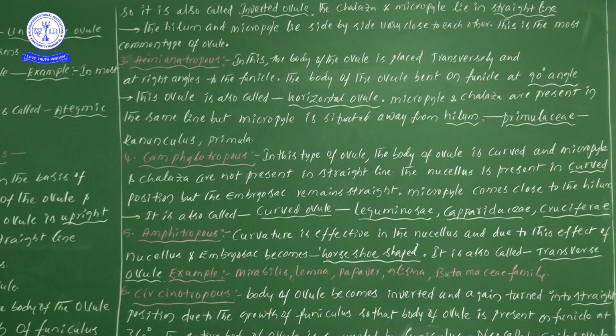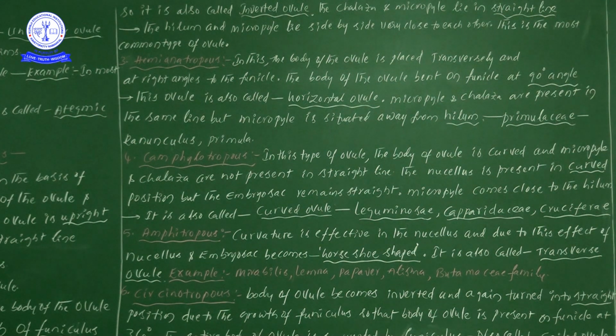Next one, the entire body of the ovule is surrounded by the funiculus, and it is also known as coiled ovule. This particular Circinotropous ovule condition we can observe in Cactaceae family members. Best example, Opuntia. Cactaceae family members, best example which one? Opuntia.